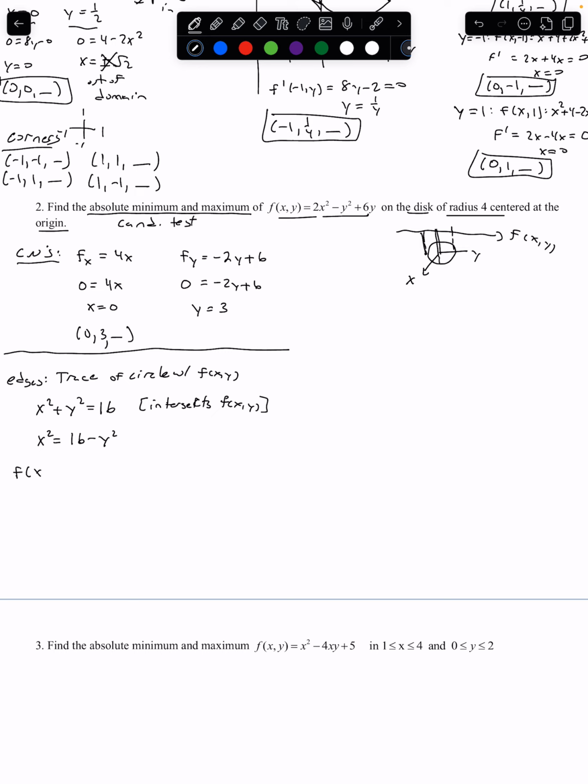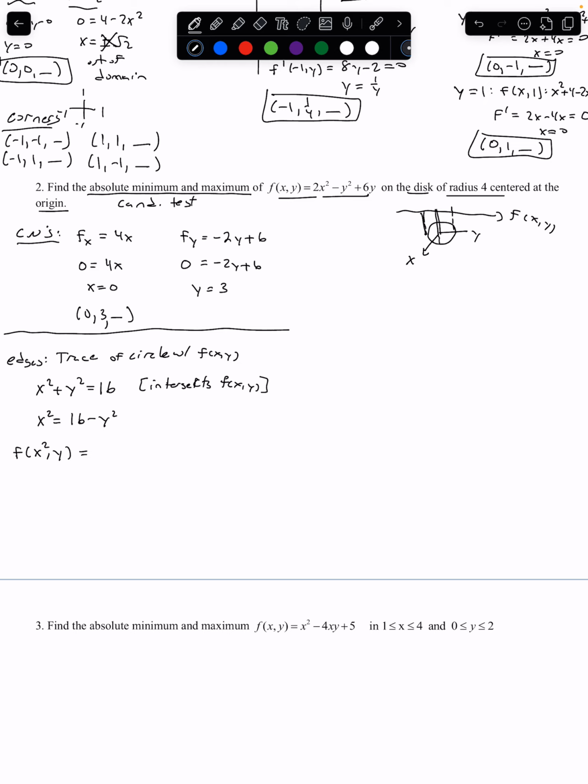I will get f of x squared, y equals... Now notice, I didn't solve for x because if you look up here, x is already being squared. So I'm just going to plug in my x squared. Makes it a little bit easier for me. And this becomes 2 times 16 minus y squared, minus y squared plus 6y. And if I simplify this, we're going to get 32 minus 2y squared, minus y squared, so minus 3y squared plus 6y.